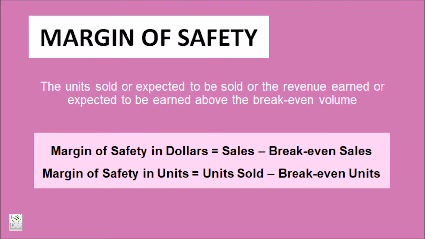Now, what is margin of safety? Margin of safety is the units sold or expected to be sold, or the revenue earned or expected to be earned above the break-even volume. Now, presented here are the formulas for margin of safety, both in dollars and in units. For dollars, it is the difference between the sales and the break-even sales, and for units, it is units sold less break-even in units.